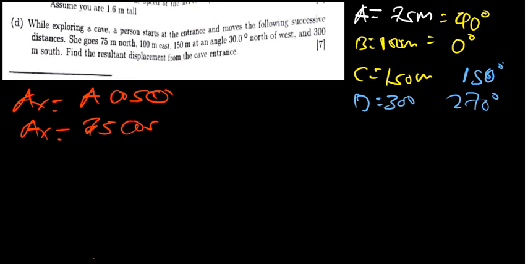We are going to say that Ax is going to be equal to A cos theta. Ax is going to be equal to what? A is 75, because the angle is 90 degrees. We don't have cos in the y-axis. The answer here is 0. You can confirm.